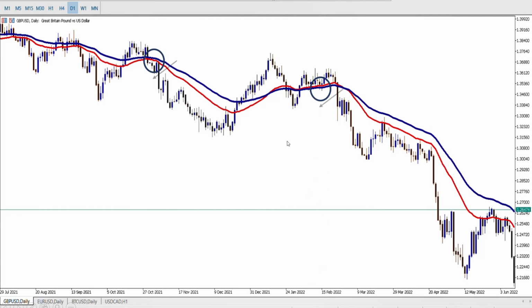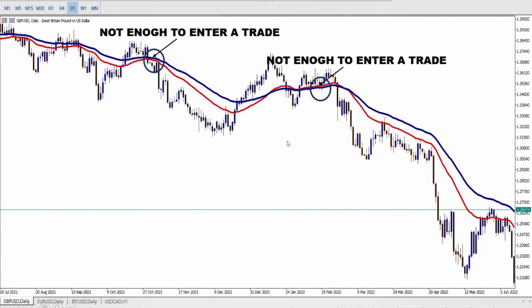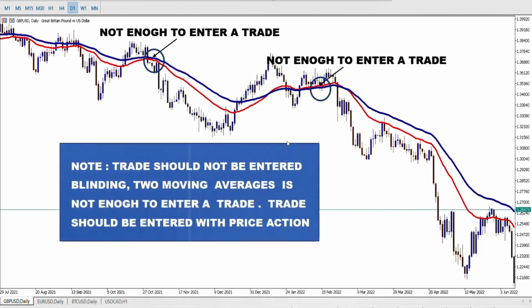I am not saying that using indicators is bad, but don't misuse indicators. Use indicators as a guide. Please don't conclude your trade just by indicators. Don't just see two indicators crossing and you buy or sell.